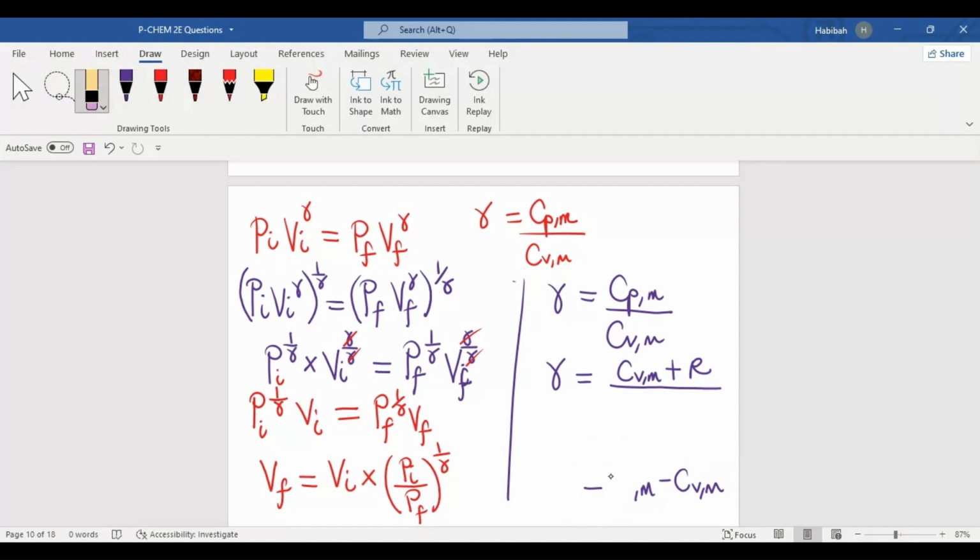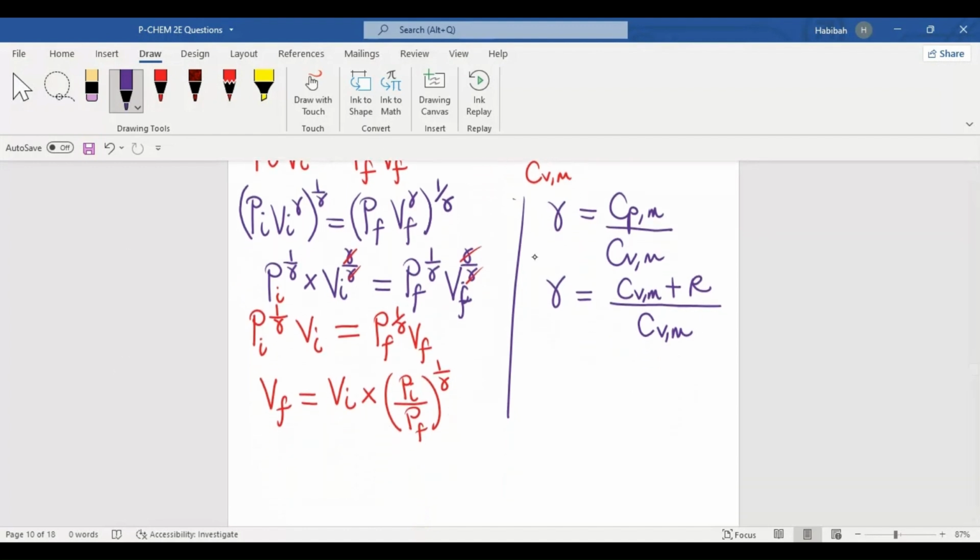So I'm just writing this out for anyone who is confused about how we got there. If you study your physical chemistry textbook, you're going to see that this is an actual formula, and there are questions that would require you to use this, just like we're using this now. So the gamma here ends up being Cv,m plus R. We can just do the simple fraction: Cv,m plus R divided by Cv,m. That's how you do it.